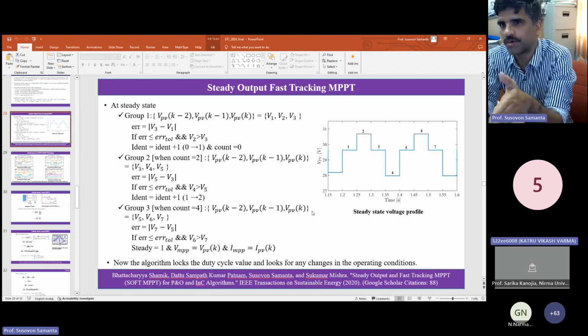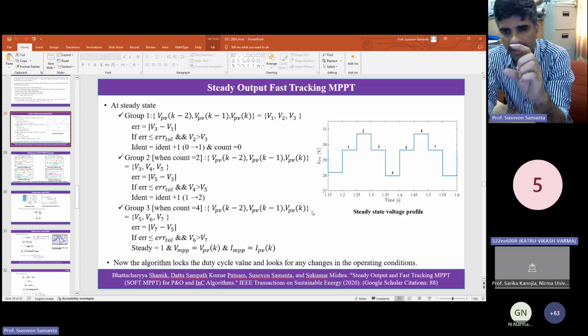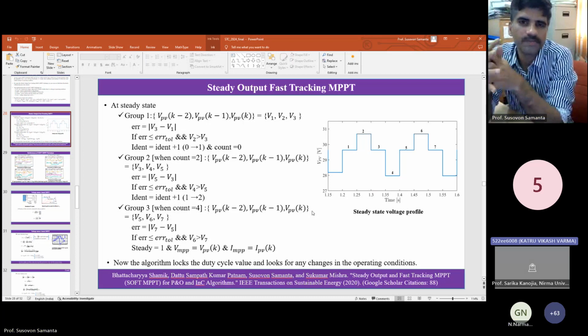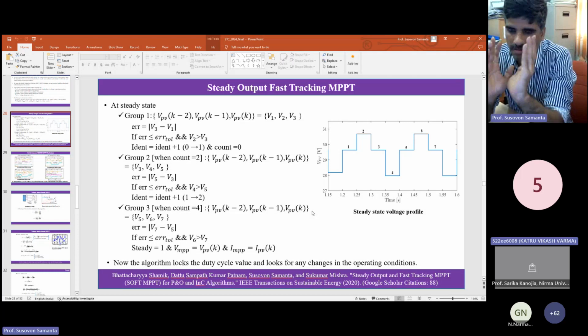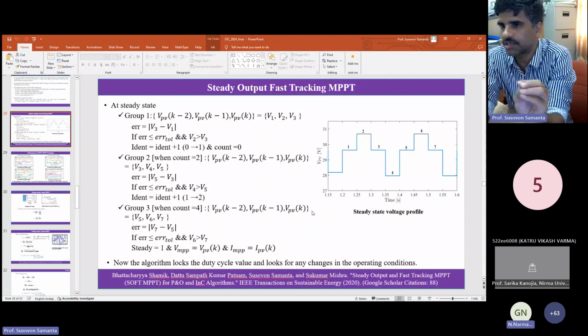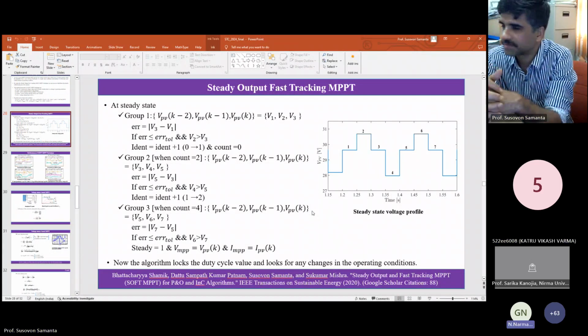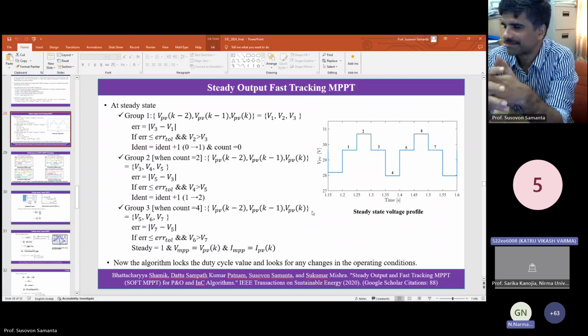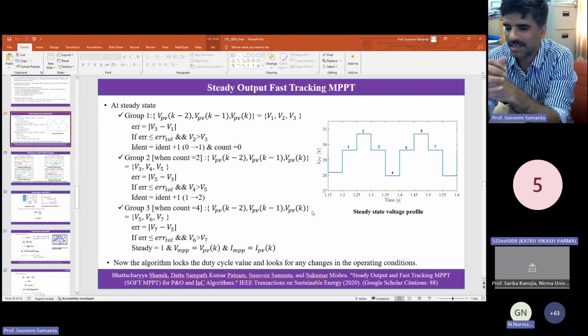And as you said, if you have a 12-bit ADC and your delta D is very small, then obviously you have less oscillation. But our idea in this paper was just to make it free of steady state oscillation, zero steady state oscillation. Got it, sir. Thank you. Thank you, sir. Okay.